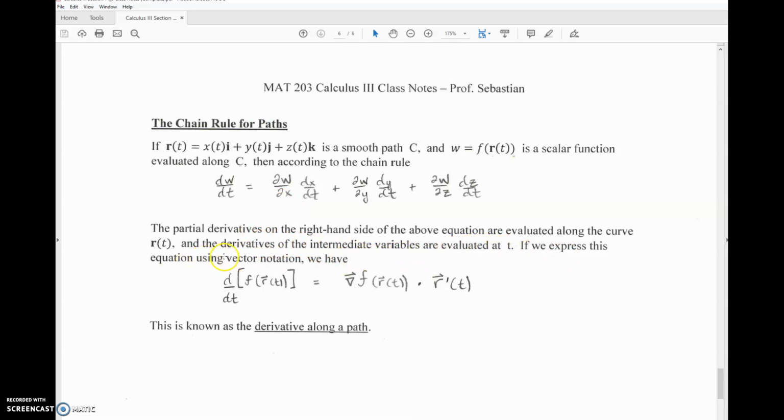If we express this equation using vector notation, this is just the gradient of f at r of t dotted with r prime of t. So this is known as the derivative along a path.